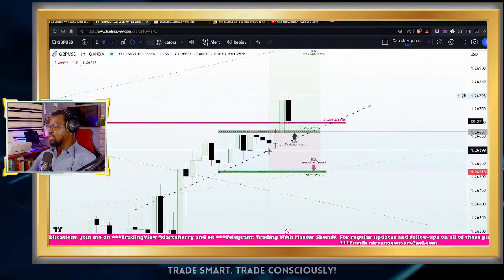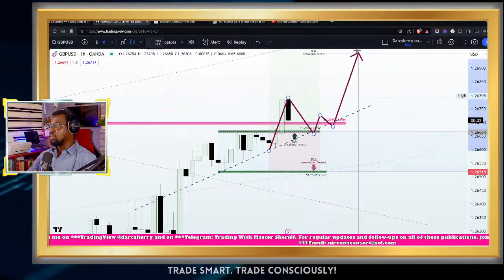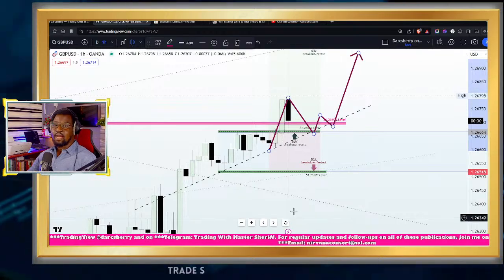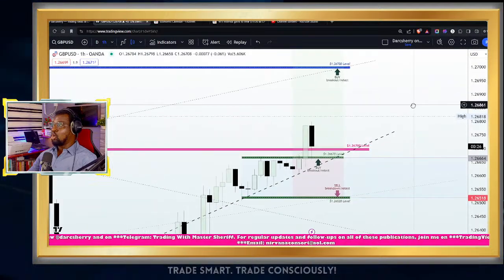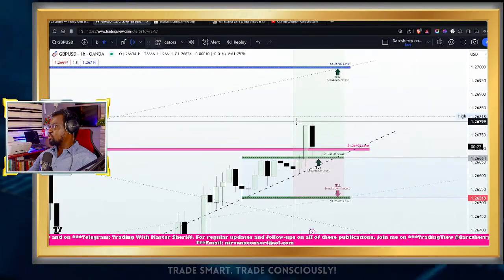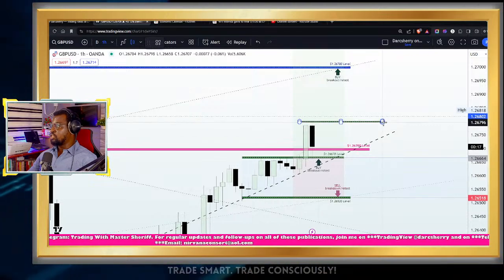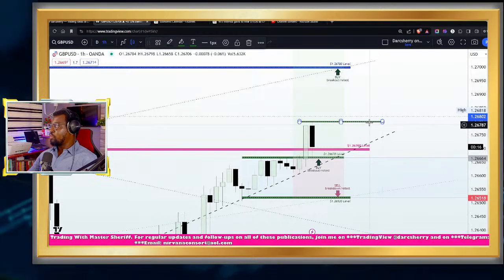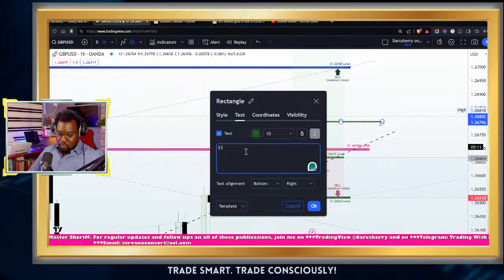So we are looking at something like this. Price may come back, do a couple of rejections, and then continue the uptrend to the upside. So we maintain a bullish bias here on the GBP USD. And if price action continues to find new highs, we have a psychological level at the 1.26800 area, where we can as well add more buy positions if price action breaks out of that level and continues to the upside.